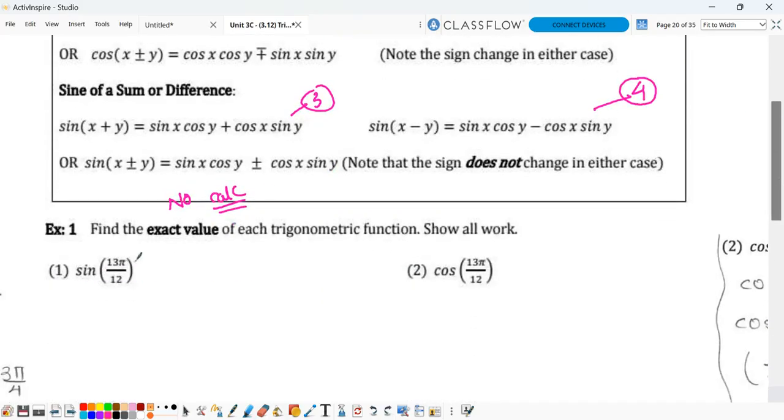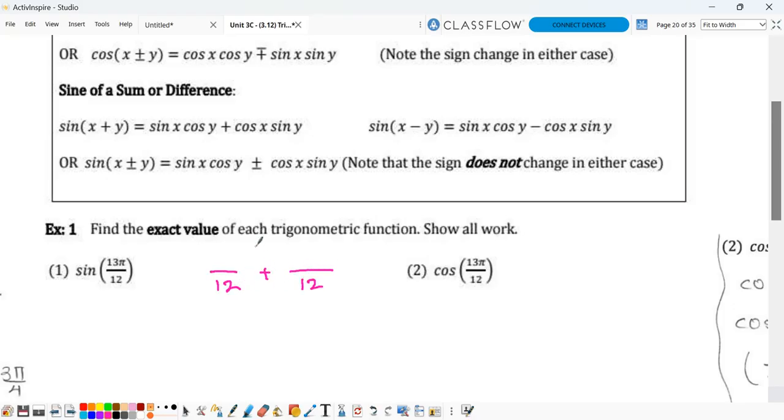Okay, so 13 pi over 12. What combination would you use to get 13 pi over 12? Like I explained, 13 over 12 is a big number, so that means you add. Get the combination of 13. Can I say 6 and 1? But then 1 pi over 12 is not on a unit circle. So, can I say 6 and 7? That won't work either. So, what would you use? It will give you pi over 12.